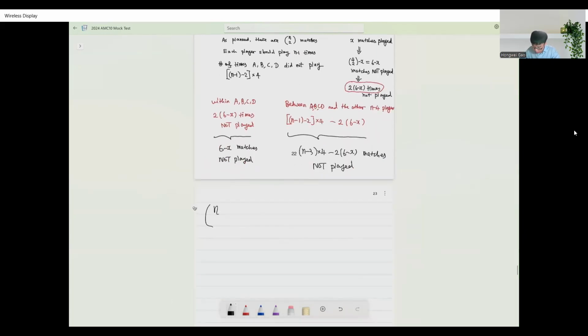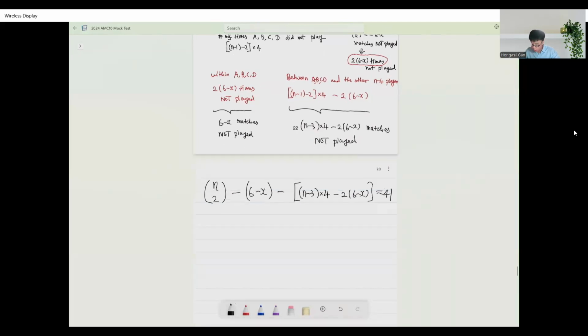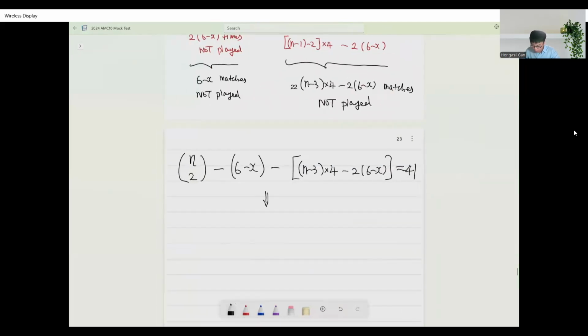Total number of matches supposed to be played, n choose 2, minus those matches not played, 6 minus x, minus n minus 4 times 4, minus 2 times 6 minus x, equals 41. So we got an equation concerning n and x. After simplification, we have a quadratic equation: n squared minus 9n minus 46 plus 2x equals 0. We are supposed to solve for x.